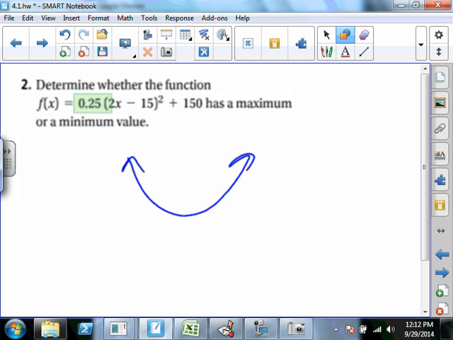Would that be positive or negative if we were to figure that out, that number that's going to multiply x squared? It would be positive, right? Because it's positive, that's why this opens up. So does this have a minimum or a maximum value?